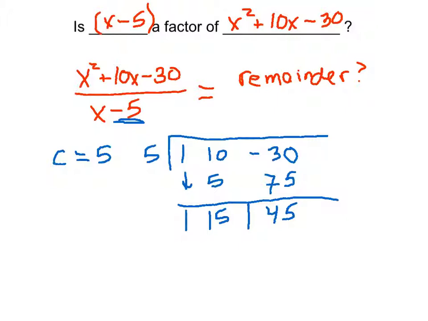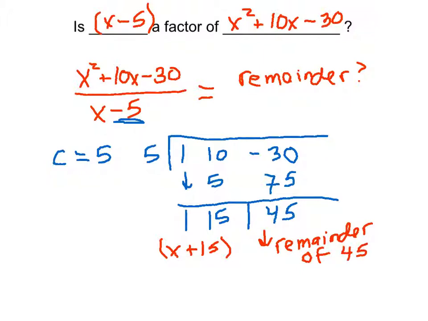So, when I divided x squared plus 10x minus 30 by x minus 5, I get a quotient of x plus 15, and I get a remainder of 45. Since our remainder is not 0, this is not a factor. So up top, is it a factor? The answer is no.